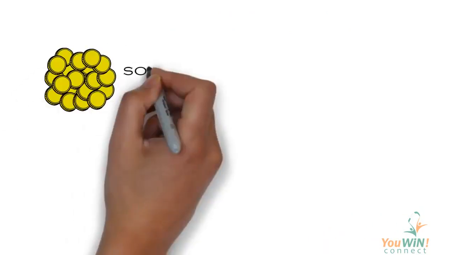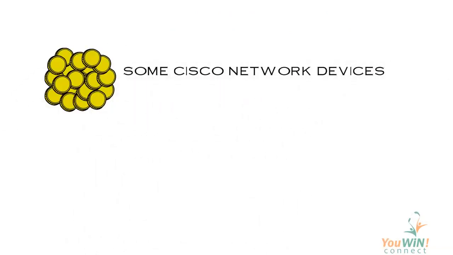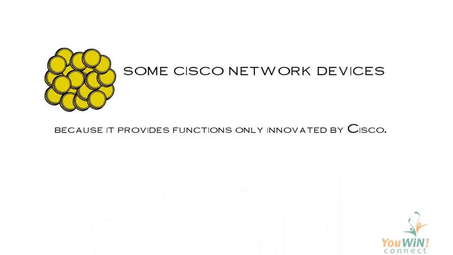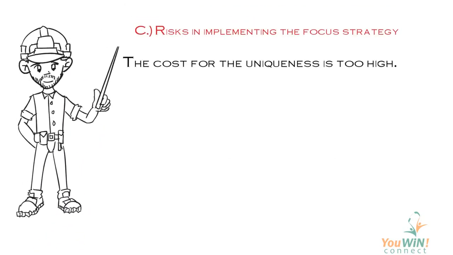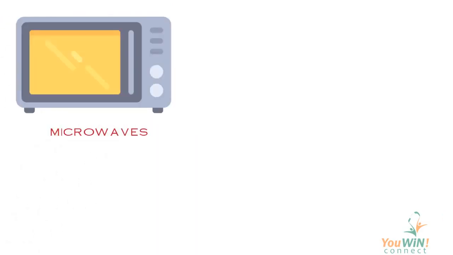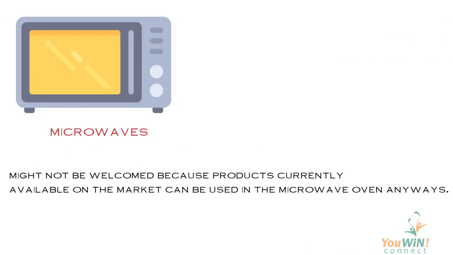The cost for some Cisco network devices is high because it provides functions only innovated by Cisco. Another risk in implementing focus strategy is the not much difference in demand between the special group of customers and the mass market. An example of this is the ceramic kitchenware for microwaves, which is targeting rich families with microwave ovens. This might not be welcome because products currently available on the market can be used in the microwave ovens anyway. And this honestly doesn't make it that much different in terms of the demand for that product.